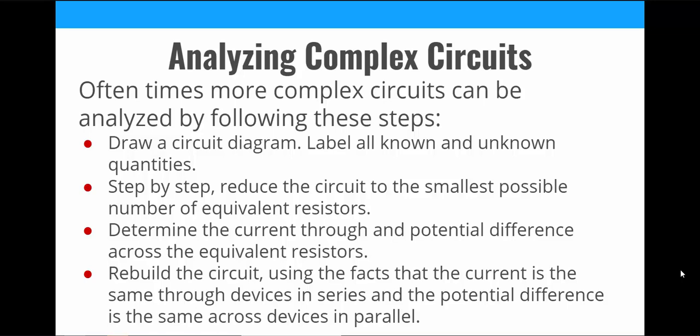So if you have a more complex circuit, the first thing you want to do is draw a circuit diagram. If you don't have one, definitely draw one. If they give you one, that's useful, but you may want to redraw it on your paper so you can write stuff on it. You want to label all known and unknown quantities. That includes currents, voltages, resistances, capacitances, stuff like that.